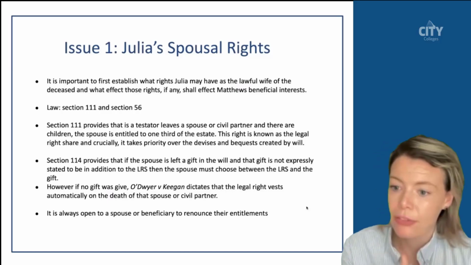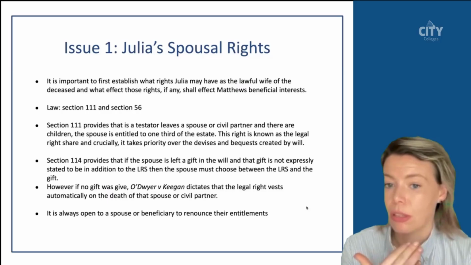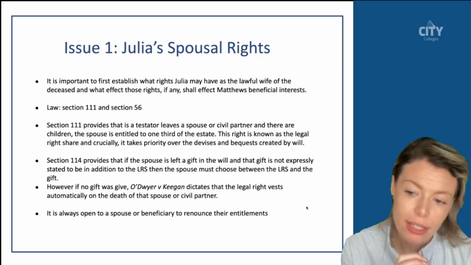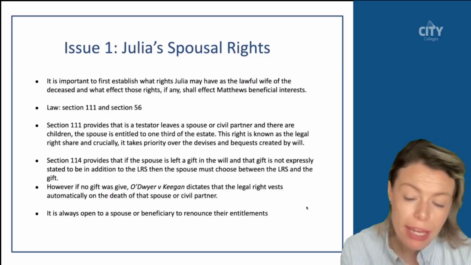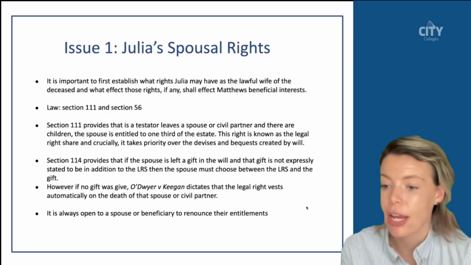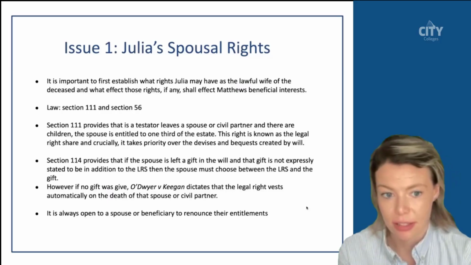But that's not problematic for Julia because Julia is entitled to a 1/3 legal right share under section 111. In addition to that, she may have a claim where she could appropriate the dwelling house in satisfaction of her legal right share, and that is section 56 of the Succession Act.